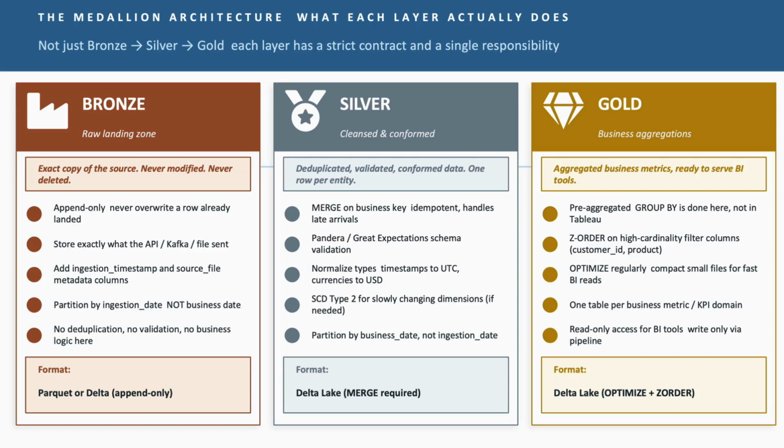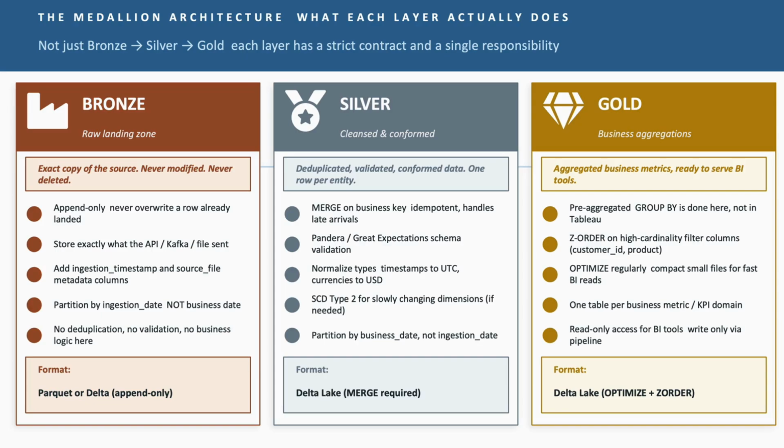Then for the silver, the contract is deduplicated, validated, and conformed data. One row per entity, merge on the business key, which handles the late arrivals. Pandera or Great Expectations schema validation on every batch. Normalize types: timestamps to UTC, currencies to USD or whatever currency you're working with. Partition by business dates, not ingestion dates. This is the key difference from the bronze format, and Delta Lake merge requires it.